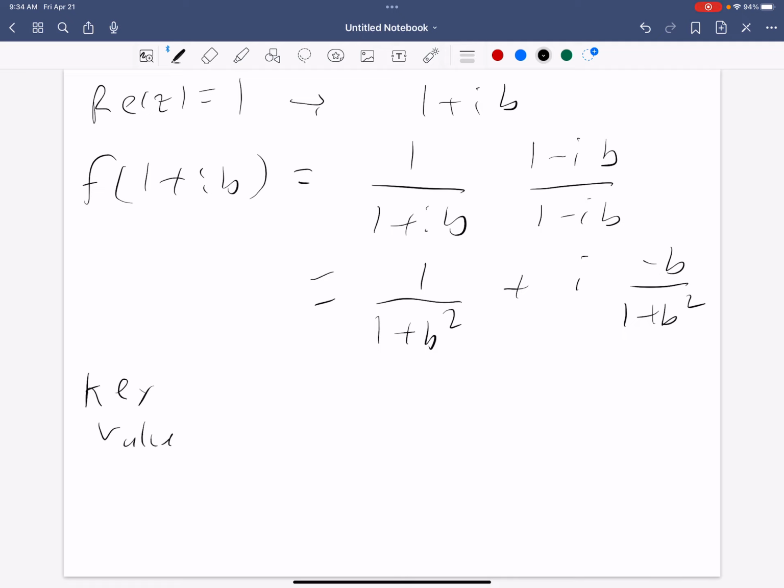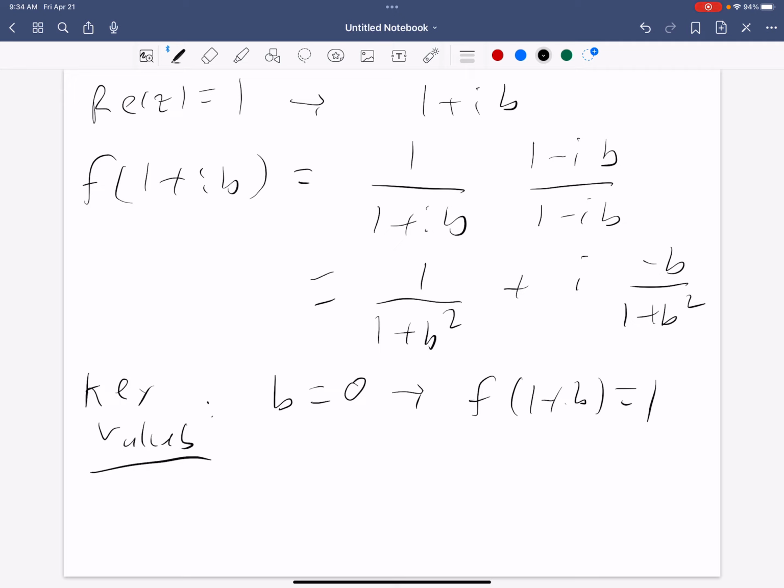We can look at some key values of b. Obviously, when I plug in b equals 0, that's corresponding to the real number 1, right? We already know what this is going to be. This is going to be 1. We know that the point 1 stays put. It's on the unit circle.